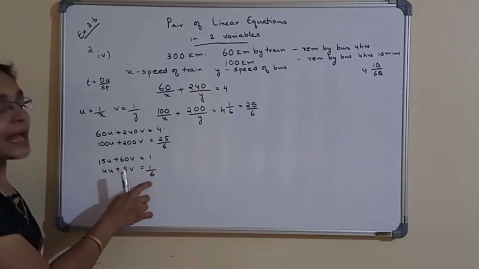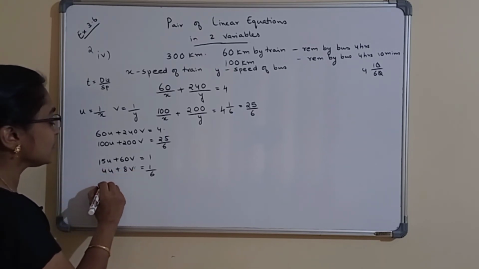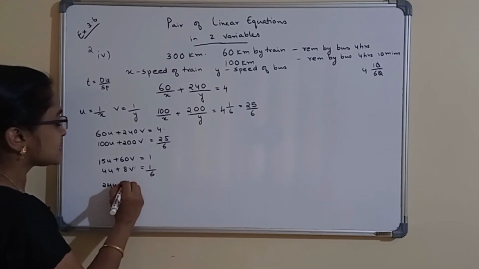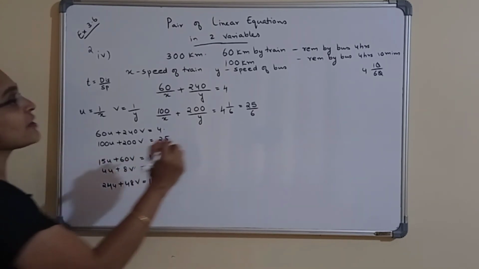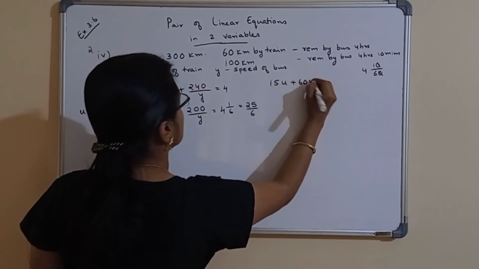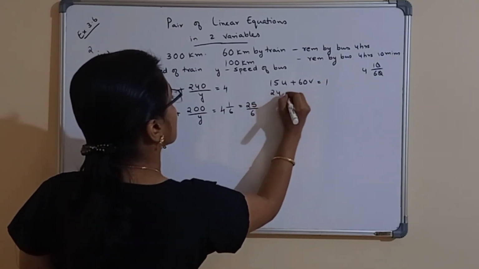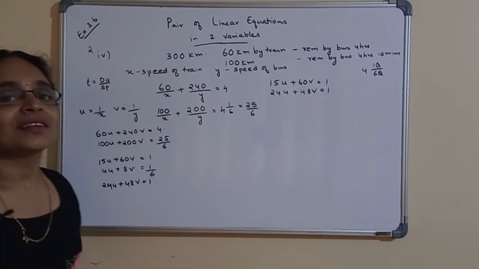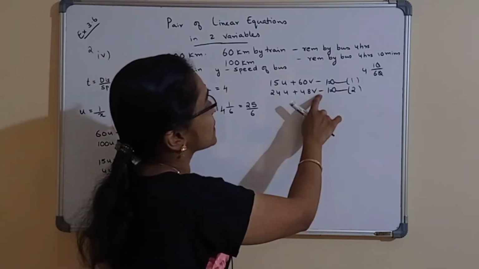So this can be cross multiplied. That is, multiply this by 6. We will get 24u plus 6 8s are 48, 48v is equal to 1. So we have the first equation as 15u plus 60v is equal to 1 and 24u plus 48v is equal to 1. So we got these two equations. Now we can solve this by the cross multiplication method.